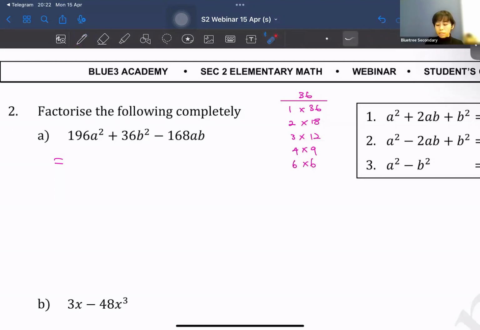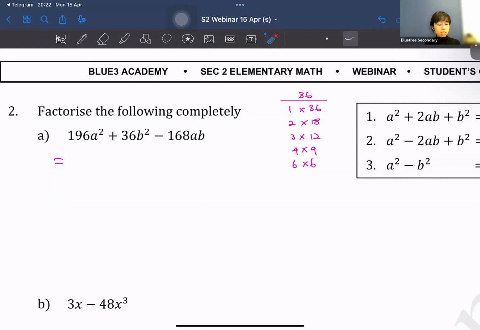So essentially, in order to find out what is the HCF of these three numbers, you just need to go and try to divide 196 and 168 by the factors of 36. So you start with the biggest factor of 36, which is 36. So you type in 196 divided by 36, you get a not whole number. That means to say 36 is not a factor of 196.